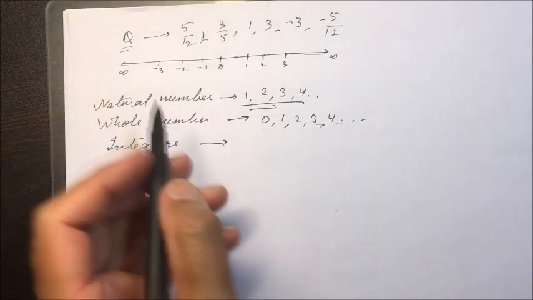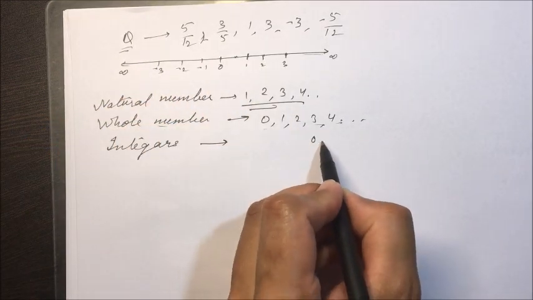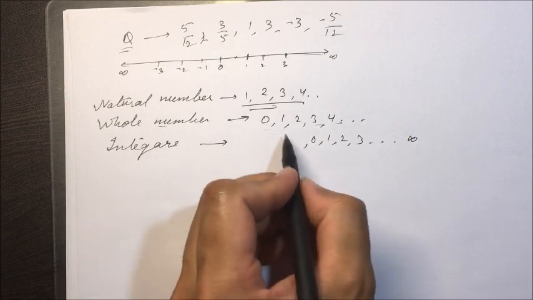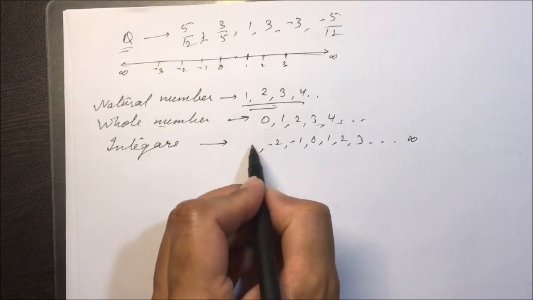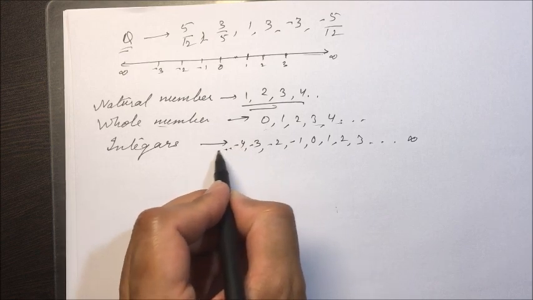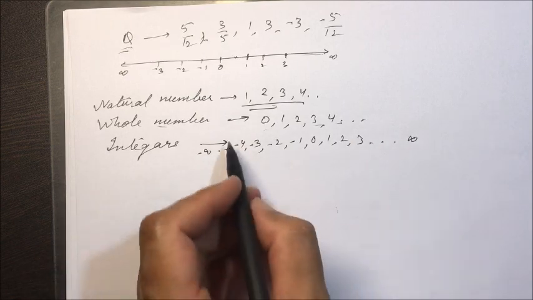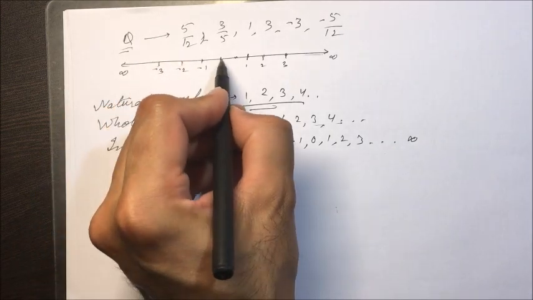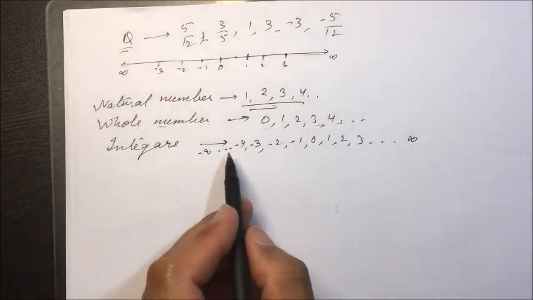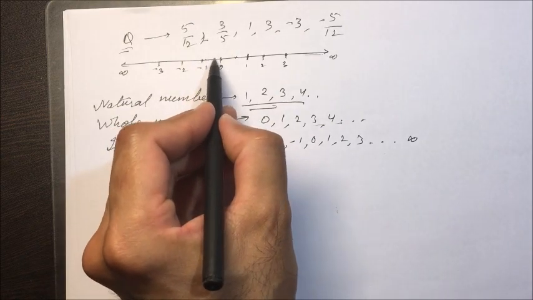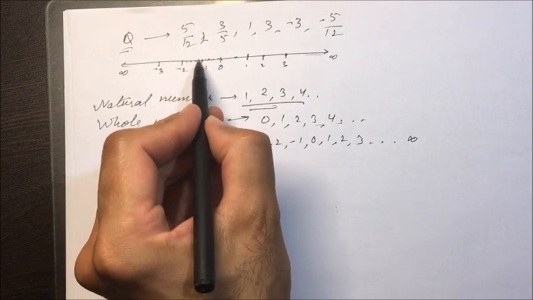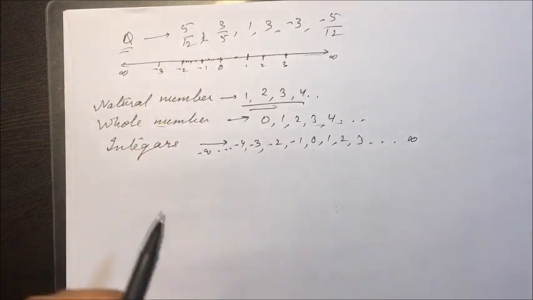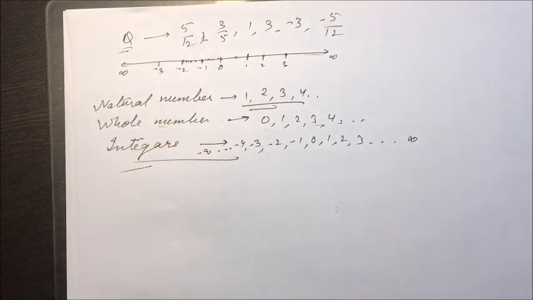Now integers. Integers are, if we take 0, 1, 2, 3 up to infinity, these are integers, and minus 1, minus 2, minus 3, minus 4, from minus infinity to plus infinity. These all numbers are integers. Minus 3, minus 2, minus 1, 0, 1, 2. These are integers, and any number between them, there are infinite numbers between two numbers. Any number you take, they all will be real numbers. The classification of numbers is clear.